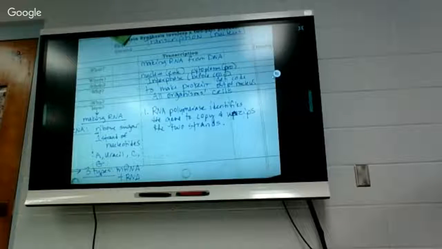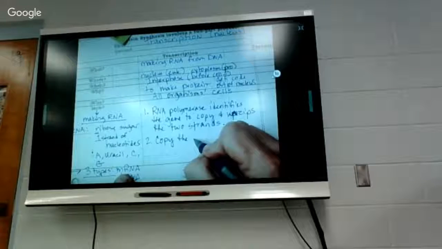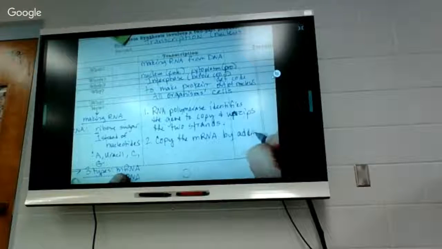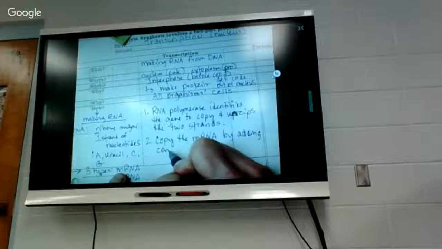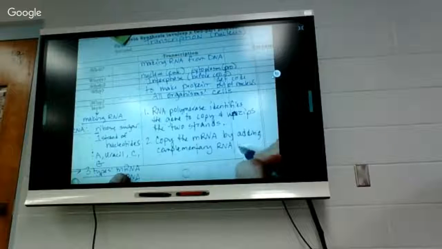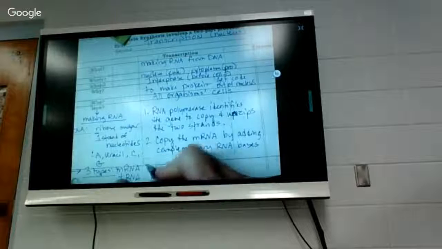So you unzip the two strands, and now you copy the mRNA by adding complementary RNA bases, just like you did. So you're going to put the U instead of a T and everything else is the same. All right, once it's done that, where's this mRNA going to go? Does it stay in the nucleus? No, it's going to go to the ribosomes. Ribosomes, exactly. So that's the third thing.